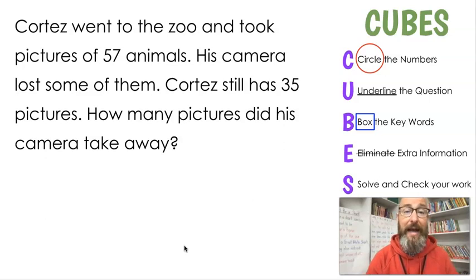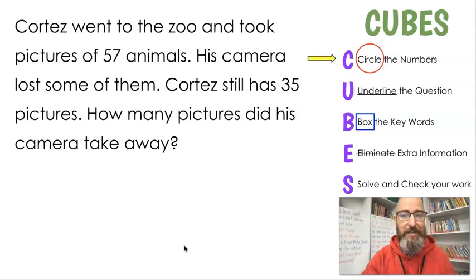Cortez went to the zoo and took pictures of 57 animals. His camera lost some of them. Cortez still has 35 pictures. How many pictures did his camera take away? So again, first step is C. What does C stand for? Circle the numbers. That's right.